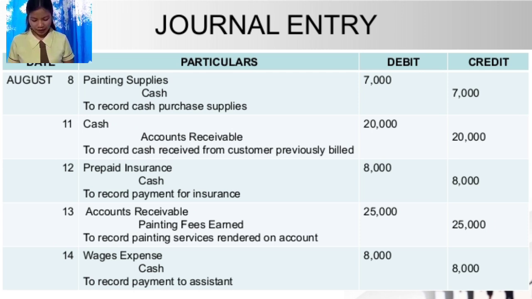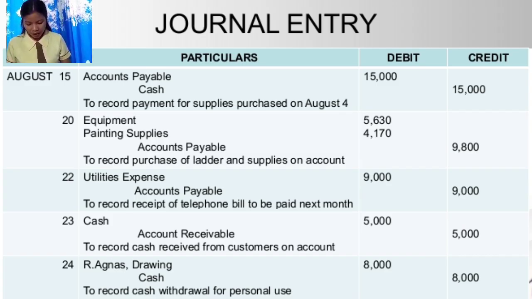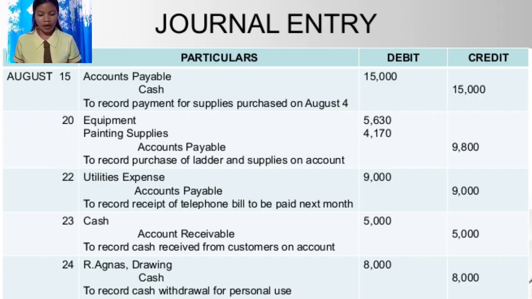Next is August 14, paid assistant who helped in his painting jobs, amount of 8,000. So the debit is wages expense, 8,000, and the credit is cash, 8,000. To record payment to assistant. August 15, issued check payment for the supplies purchased on August 4. So the debit is accounts payable, 15,000, and the credit is cash, 15,000. To record payment for supplies purchased on August 4.